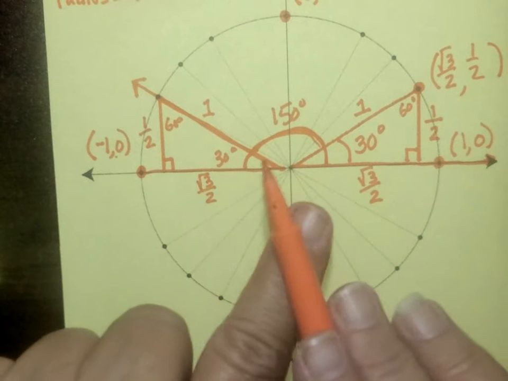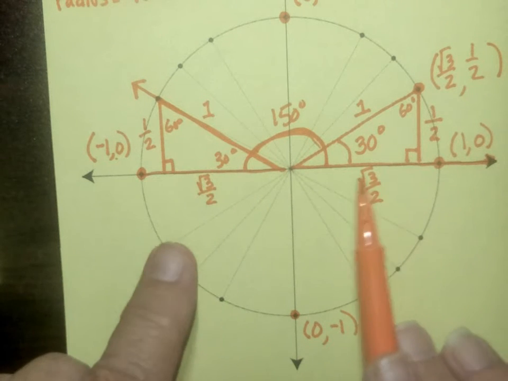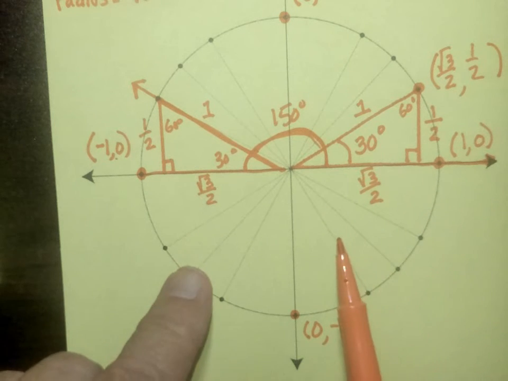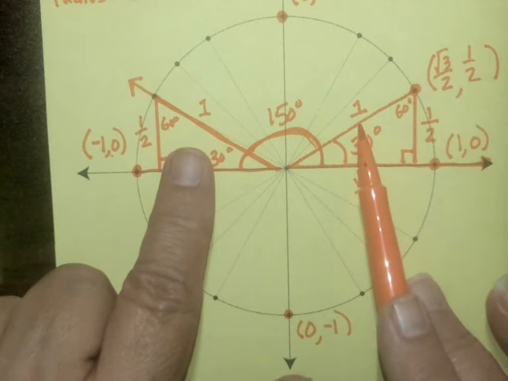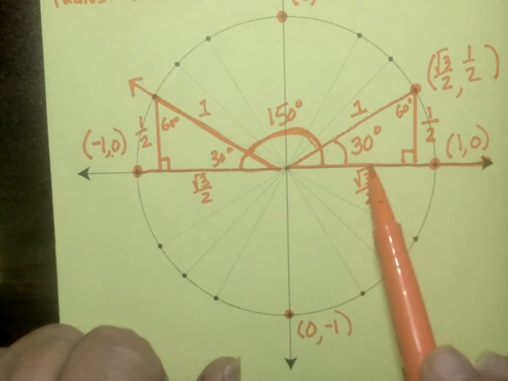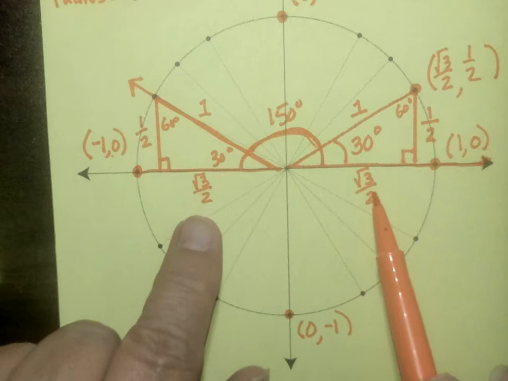These two triangles are congruent. Remember CPCTC, corresponding parts of congruent triangles are congruent. They're 30, 60, 90 triangles. The radius is 1 for both. So we could go side, angle, side. They're congruent, so these other parts have to be congruent also.